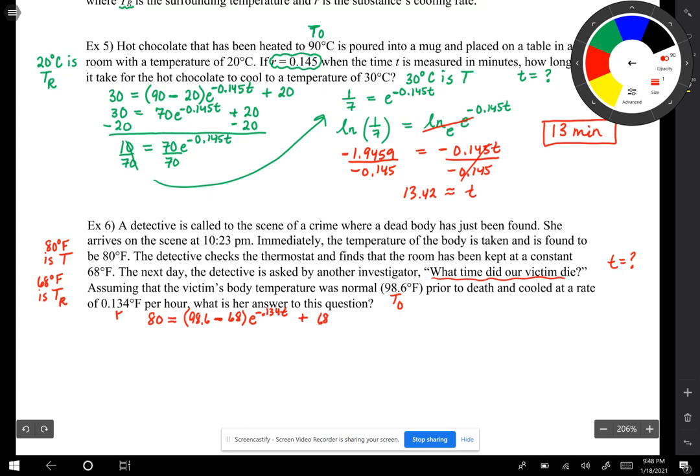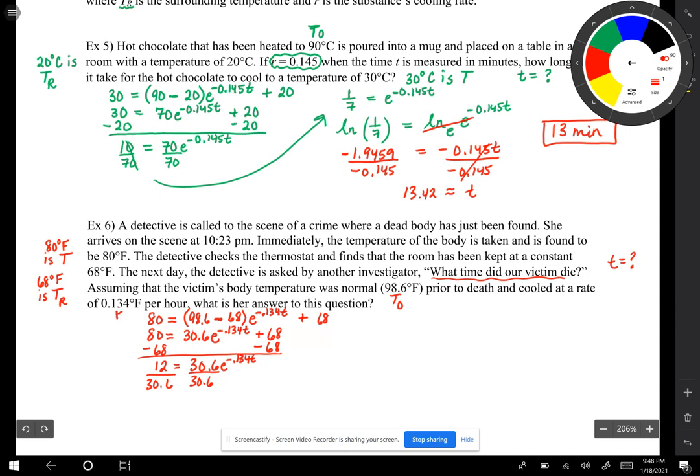Okay, we're going to repeat the process that we did on the previous problem. So do the stuff in parentheses first. 98.6 minus 68 is 30.6. I'm sorry, we need a parentheses after that because I'm just subtracting the stuff in parentheses. So that gives me 30.6 e to the negative 0.134t plus 68. I subtract 68 on both sides. The same process as the hot chocolate one, just different numbers. So 12 equals 30.6 e to the negative 0.134t. Divide by 30.6.